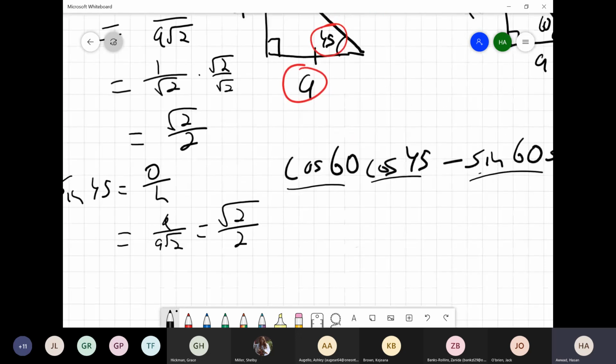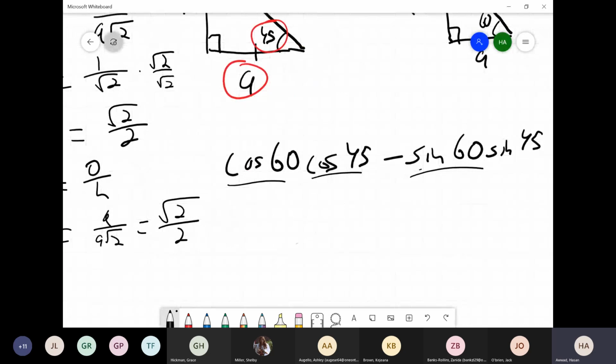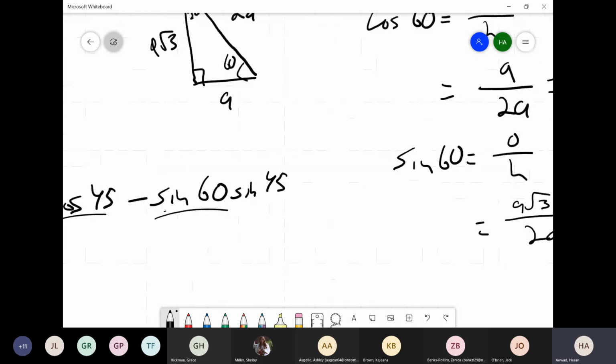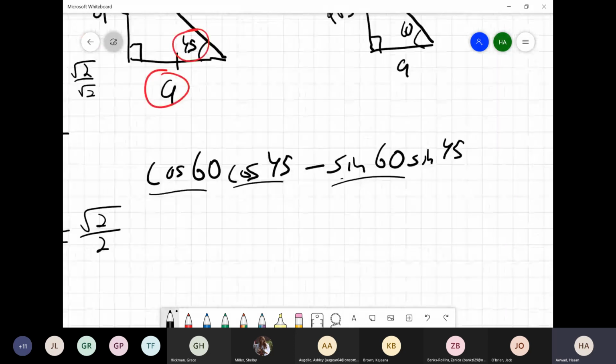Okay, so great. We actually have all of the sides figured out, or all the angles figured out, rather. So we just need to plug in these fractions and then simplify. And once it's simplified, we're done, right? So cosine of 60, what did we figure that out to be? We got that to be 1/2, right?